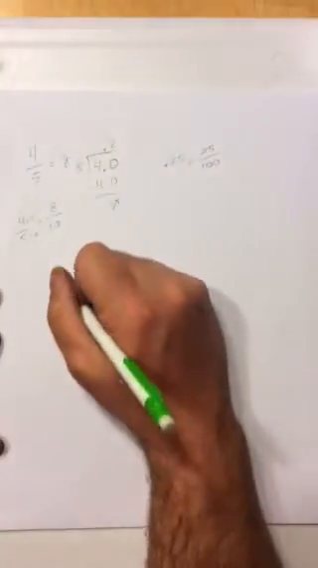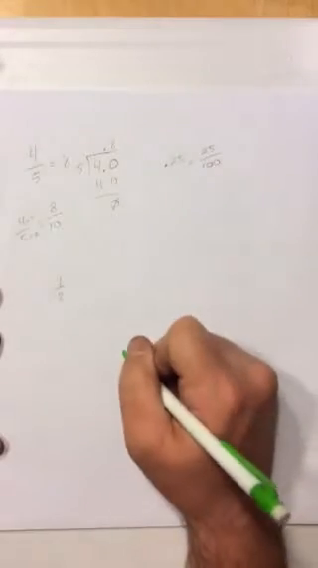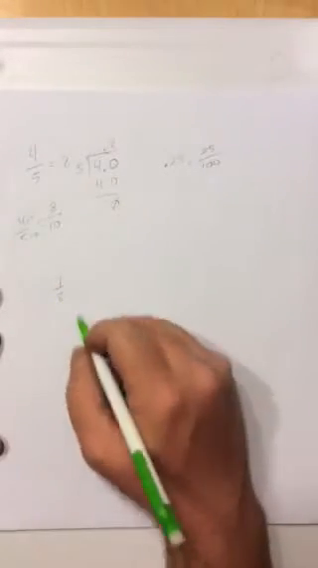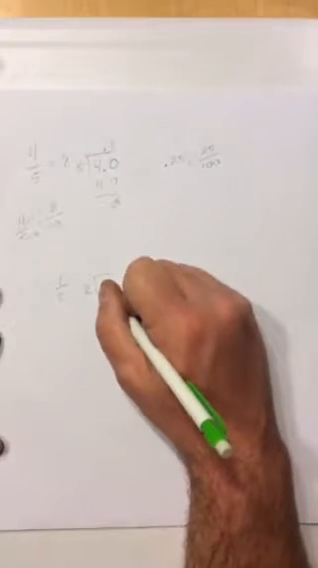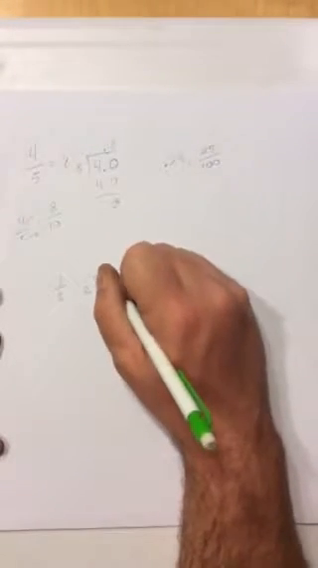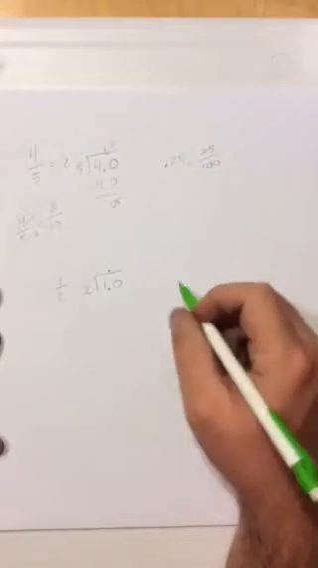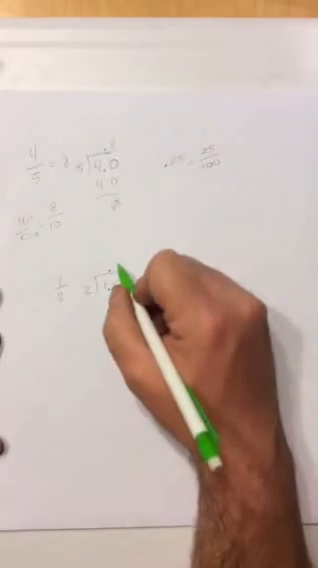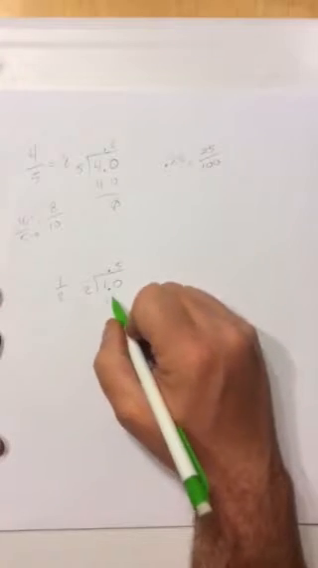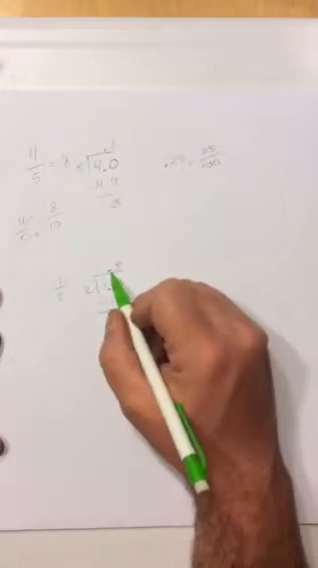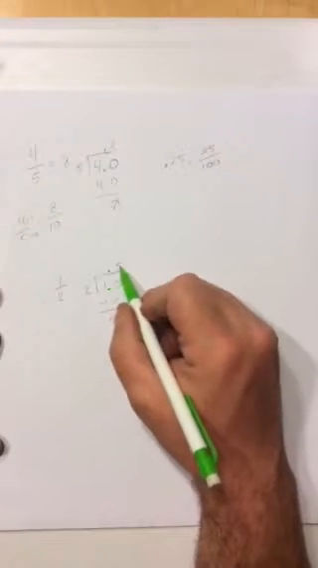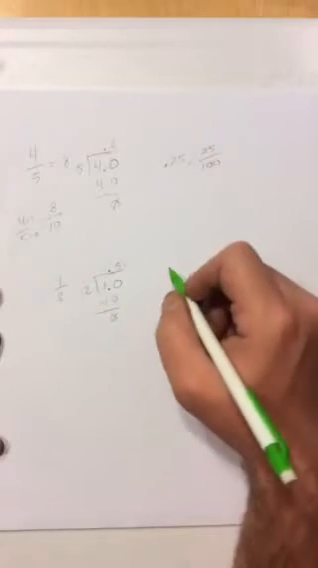If we looked at another example of 1/2 or 1 divided by 2. Again, you put your decimal point in, put a 0 behind it, put your decimal point on top. When you do that, 2 goes into 10 5 times. 5 times 2 is 10. You subtract, you have nothing left over. Therefore, 1/2 is equal to 5 tenths.